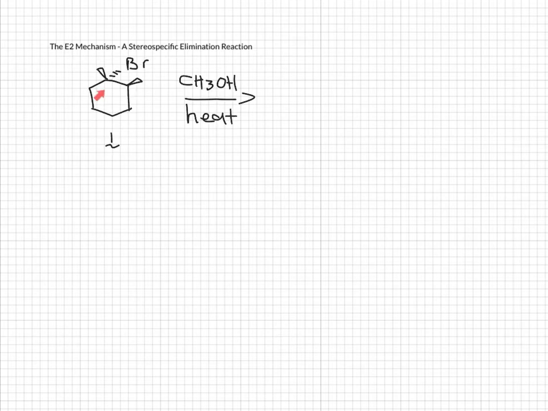In this video, we'll be discussing the E2 mechanism, a stereospecific elimination reaction. The dehydrohalogenation of alkyl halides gives alkenes, but different conditions give different results. Consider the dehydrohalogenation of compound number 1 in methanol with heat.